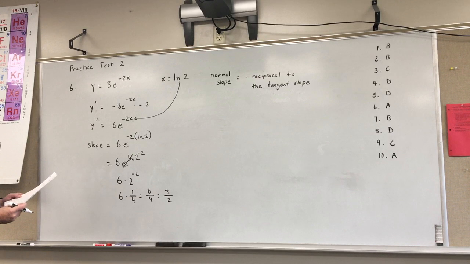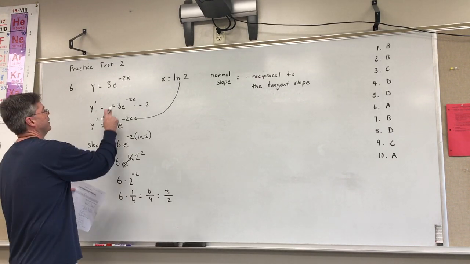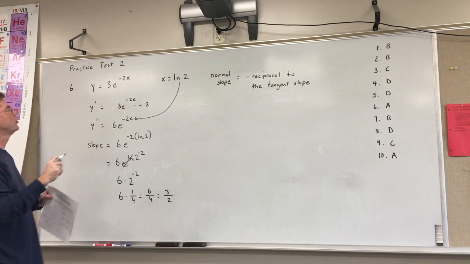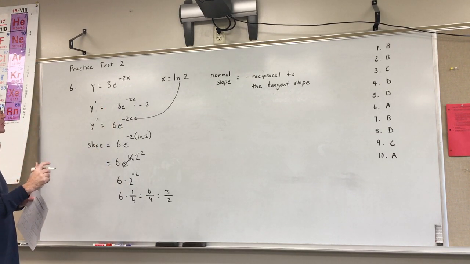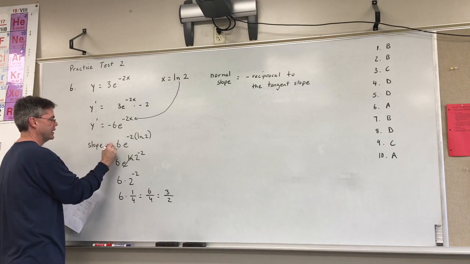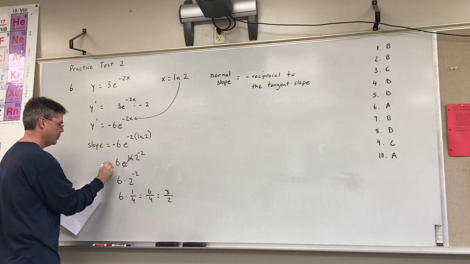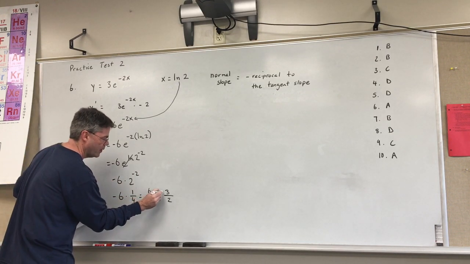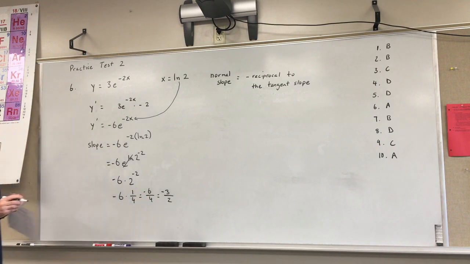All right, so that is going to be, oh, by the way, I'm sorry about that. That's not minus 3. It's just going to be 3e to the minus 2x times negative 2. So that'd be a minus 6. So minus 3 halves. So I apologize for that. I'll give you a second to fix all that.